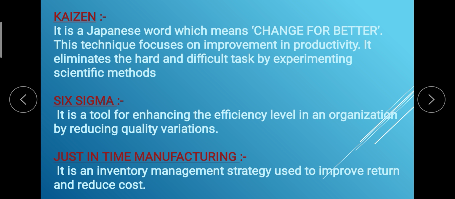Standard quality should be there, and focus should be on producing that only. We can avoid wastage of efforts also. Then is just in time manufacturing. It is an inventory management strategy used to improve return and reduce cost. Here we are reducing cost.